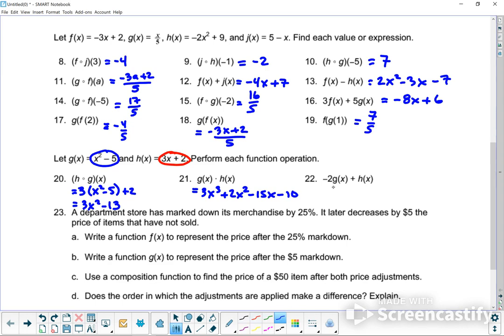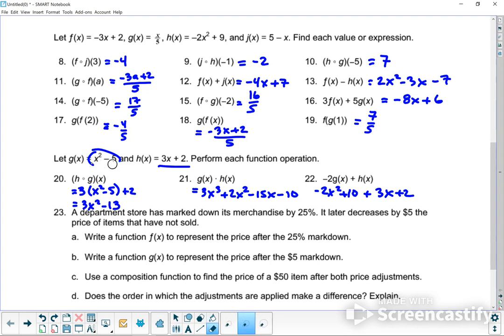Okay, 22, negative 2 times g of x. So take g of x, multiply everything by negative 2. So I'm going to do that right now. Negative 2 times g of x, so that's going to give us negative 2x squared. Negative 2 and negative 5 is positive 10. We're going to add that to h of x, which is 3x plus 2.